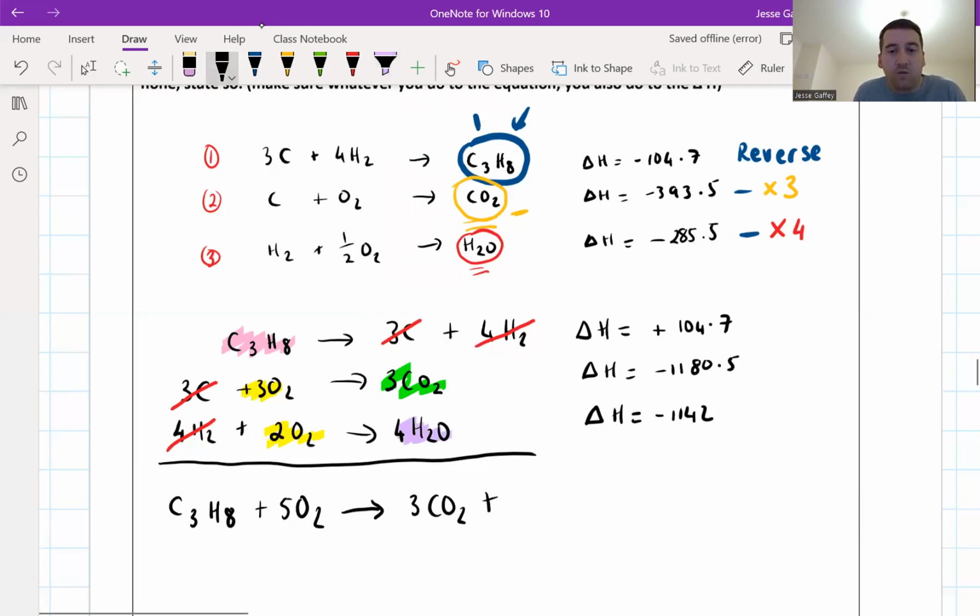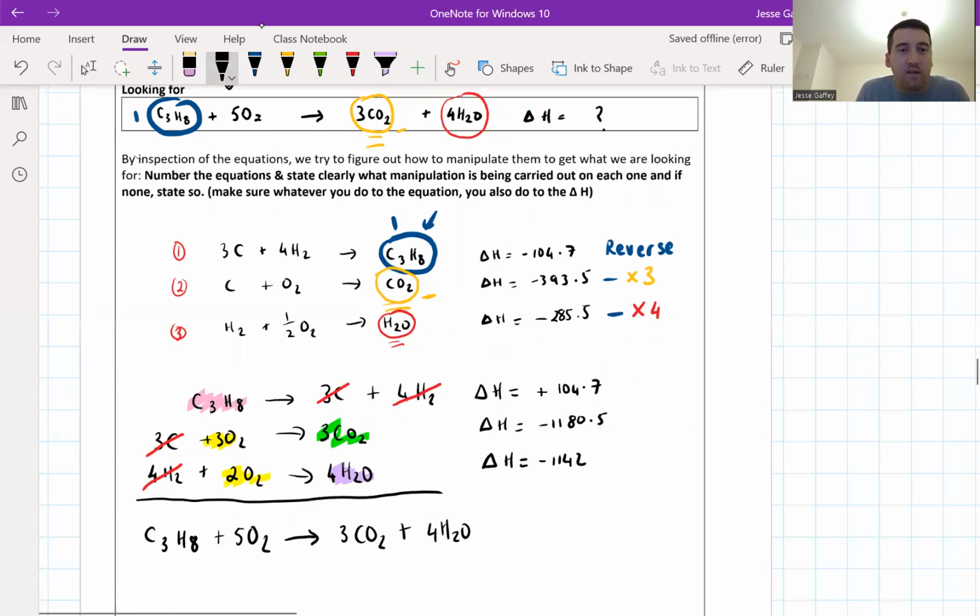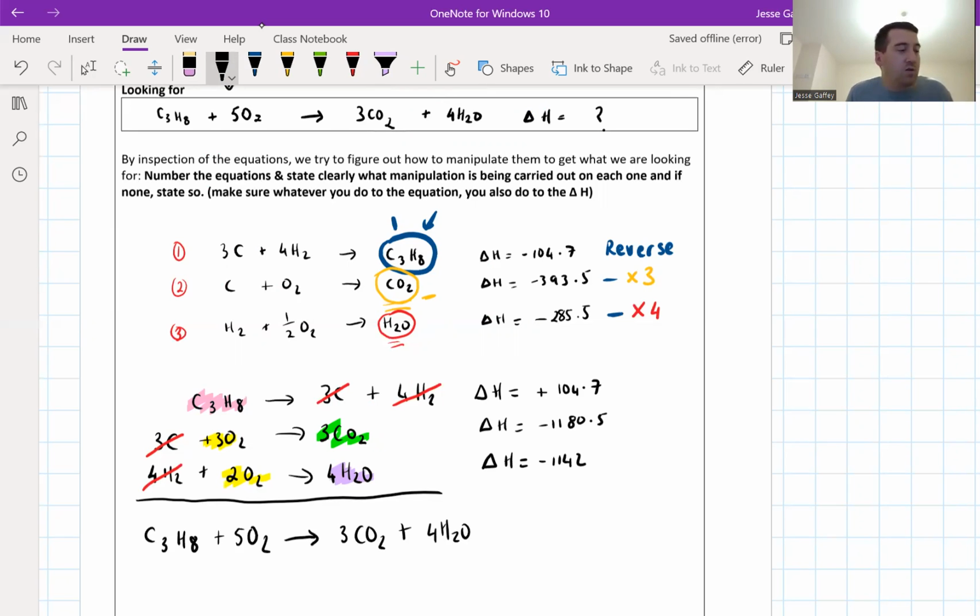Watch how I can go back to my original equation and check, is that what I was supposed to find? Checking your original equation up here. And it is C3H8, 5 O2s, 3 CO2s plus 4 H2O. So you know you've done it bang on. You know you've got it right.